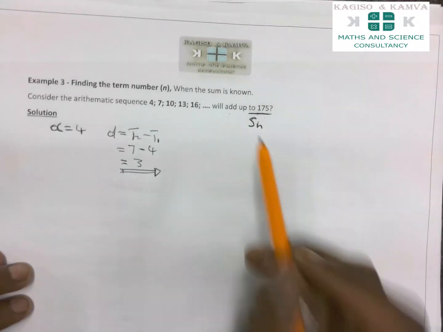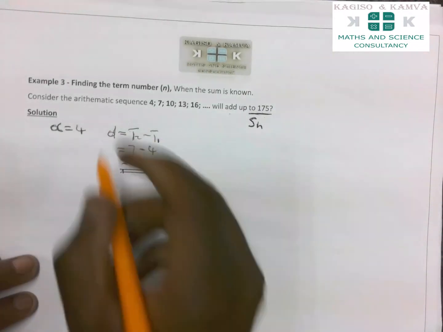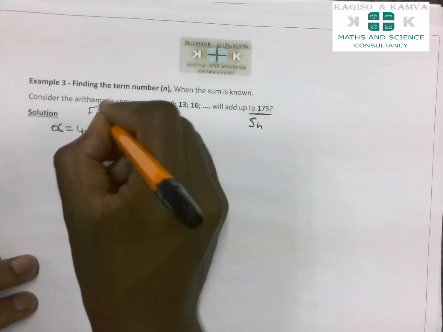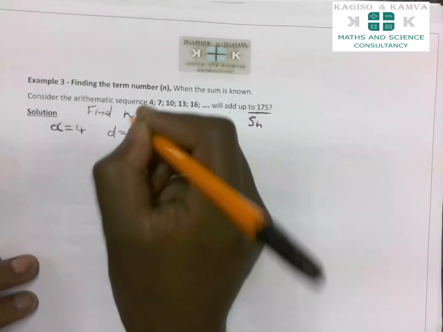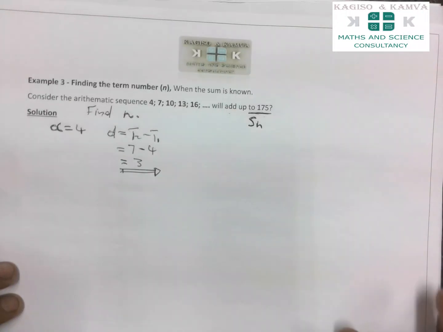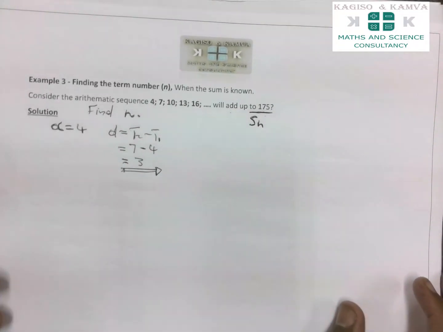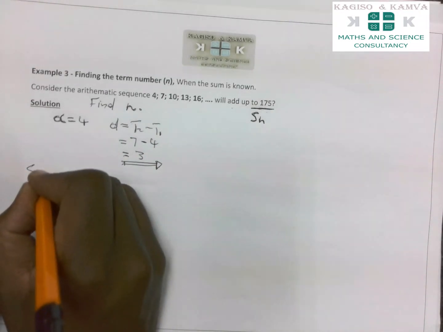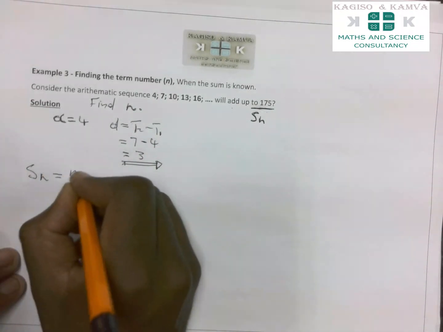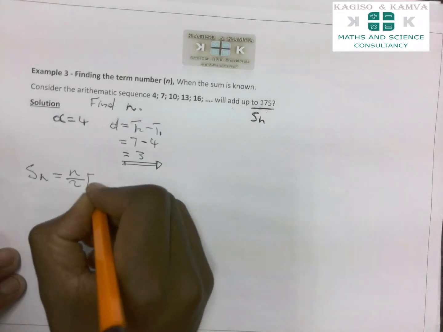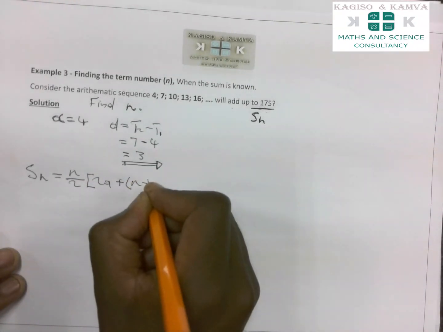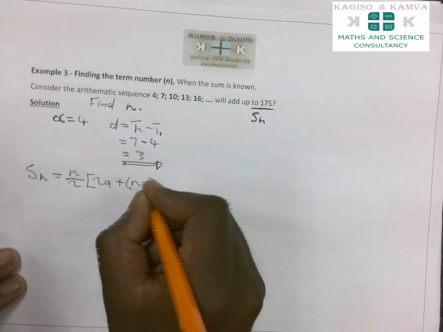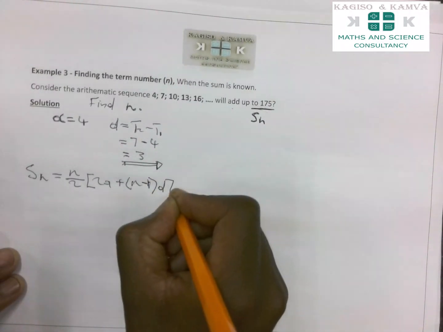So we have what? We've got Sn, but we need to find n. We need to find n. So we use our formula for calculating the sum. That will be Sn is equal to n over 2 (2a plus (n minus 1) d).